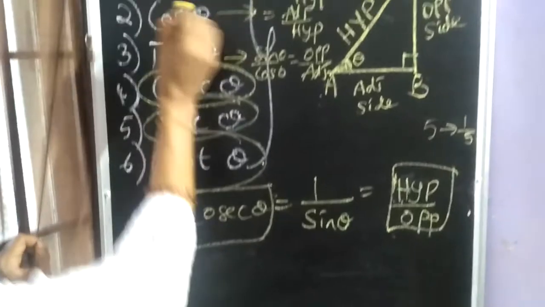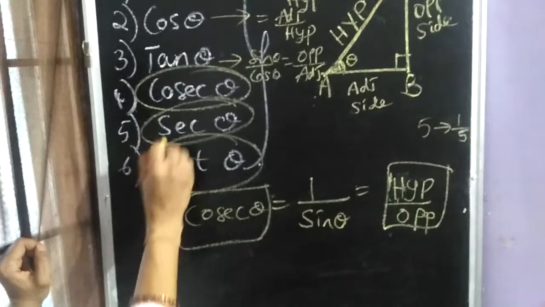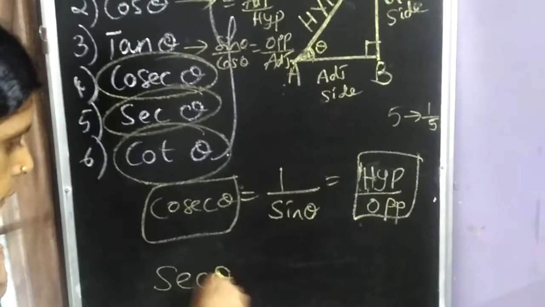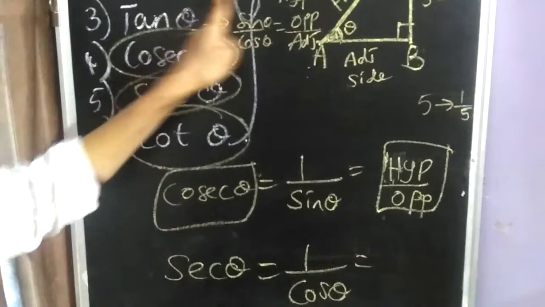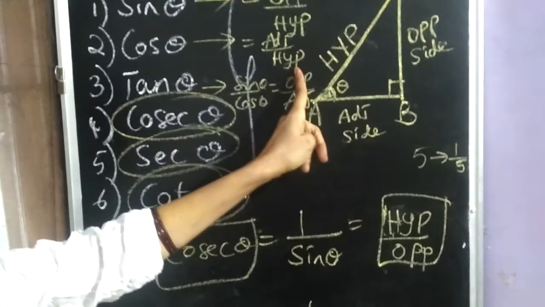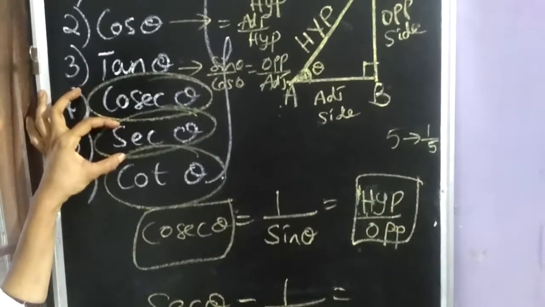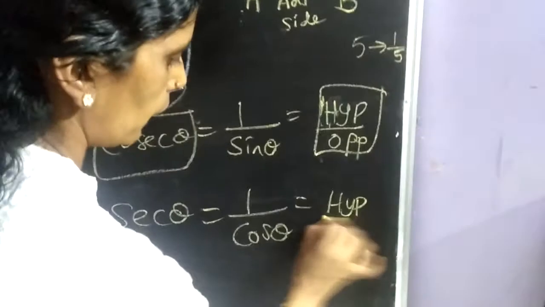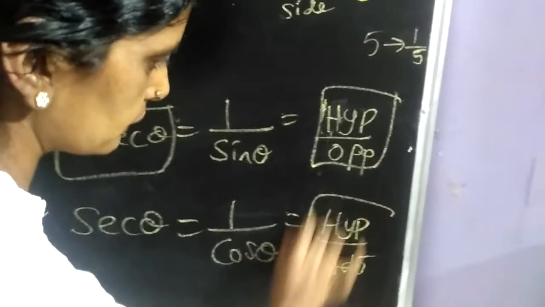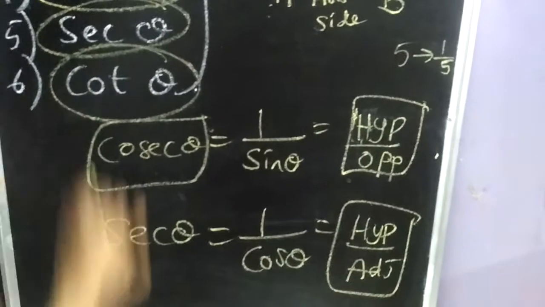Next, coming to secant. Secant is 1 by cos. Cos is adjacent by hypotenuse. So what will be secant, children? Just the reciprocal of this, that is hypotenuse by adjacent. Right? Next, the sixth ratio, cot.